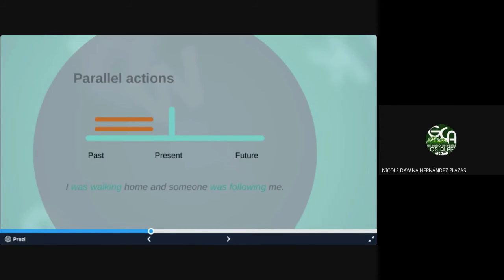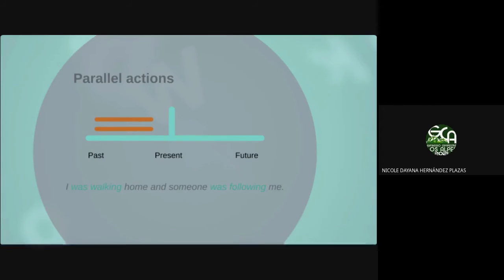I'm going to send it through the chat, while. So you can say, I was walking home and someone was following me, or you can say, I was walking home while someone was following me. Yo estaba caminando mientras alguien me estaba siguiendo. Can you see? So parallel actions in the past. If this happens, you are going to use past continuous.